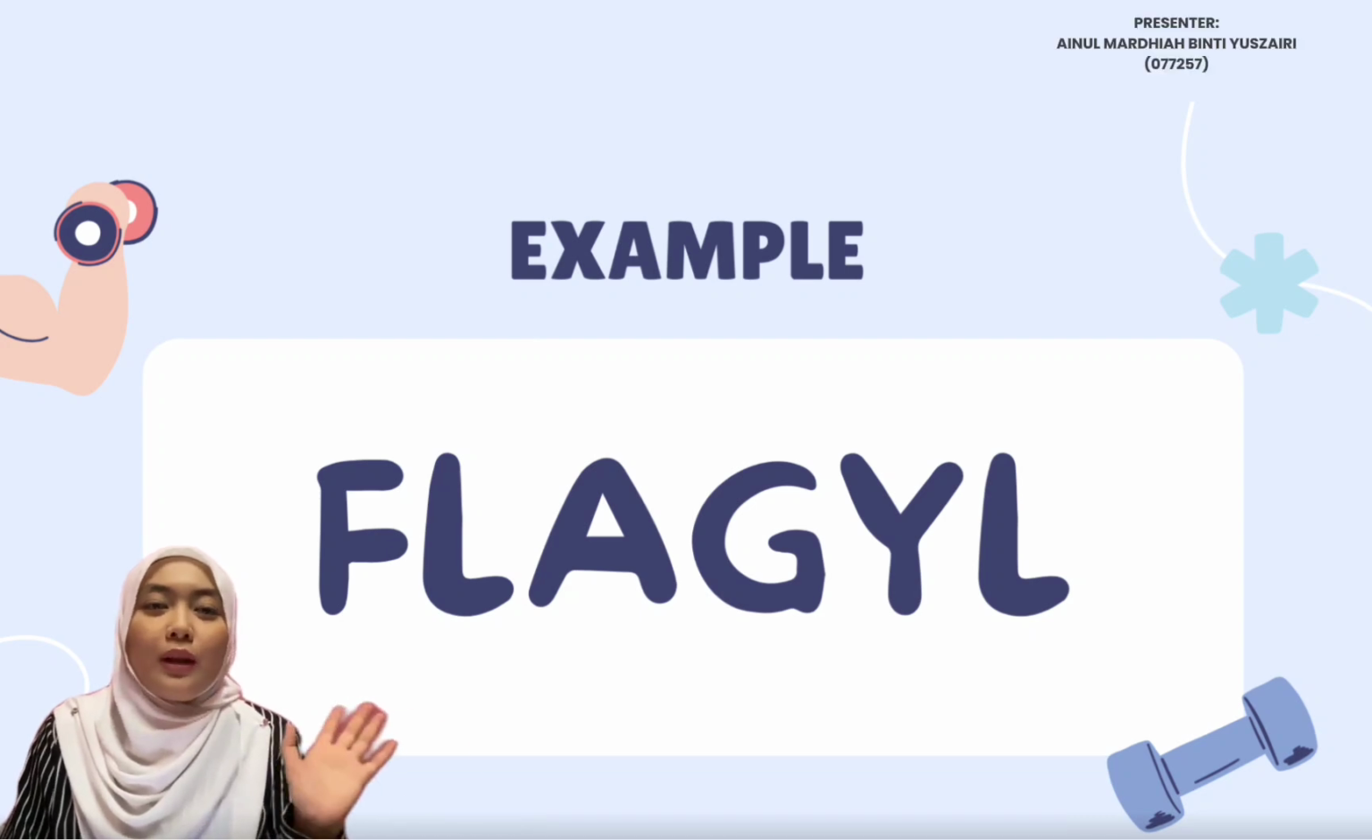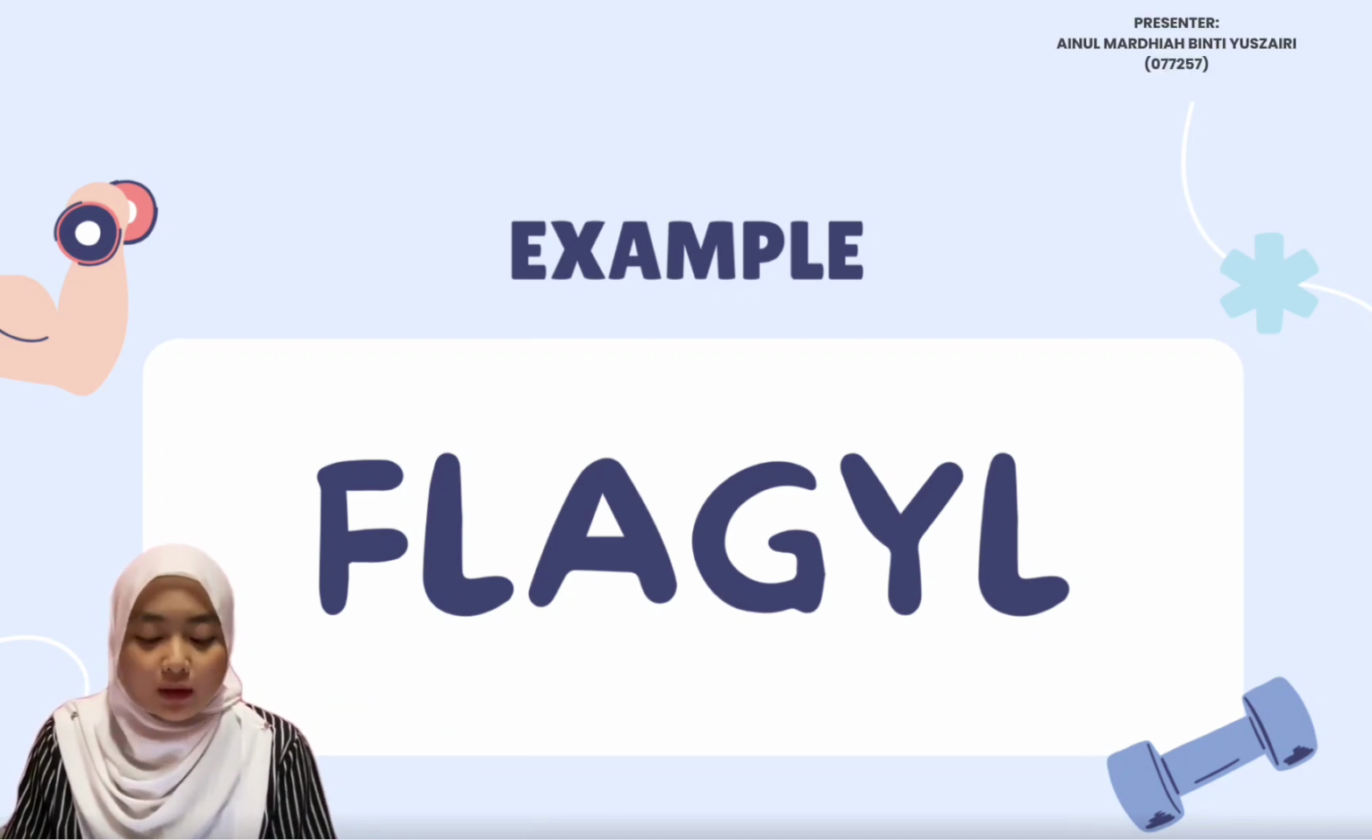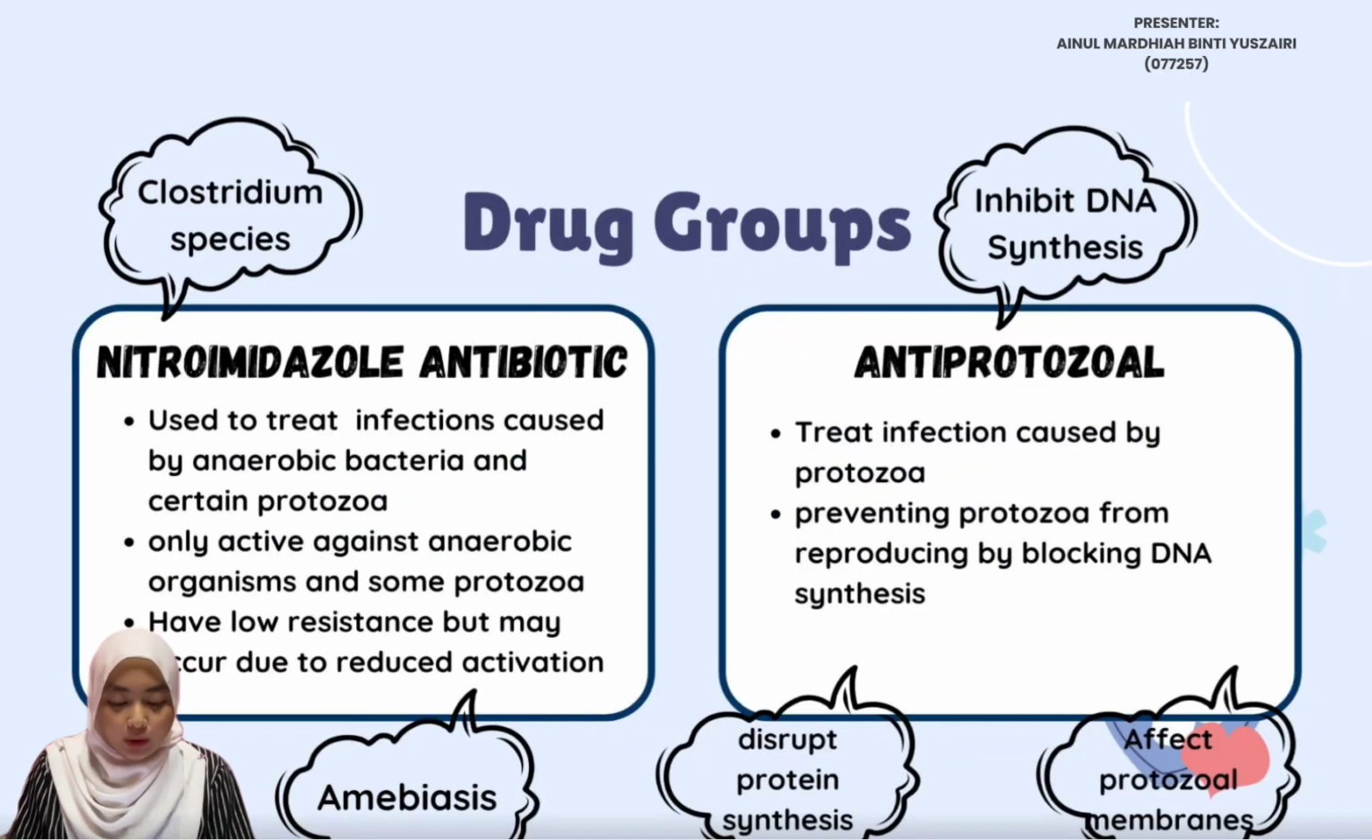So now I'm going to talk about an example of metronidazole, which is Flagyl. The first one, I'm going to talk about the drug groups of Flagyl. It has two drug groups. The first one is metronidazole antibiotic, which is used to treat infections caused by anaerobic bacteria and some protozoa.